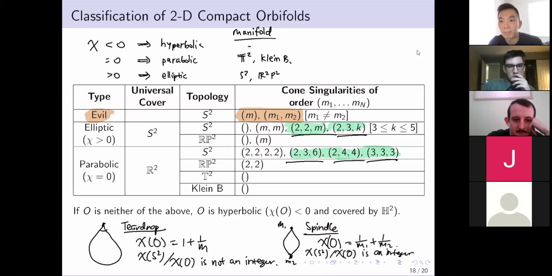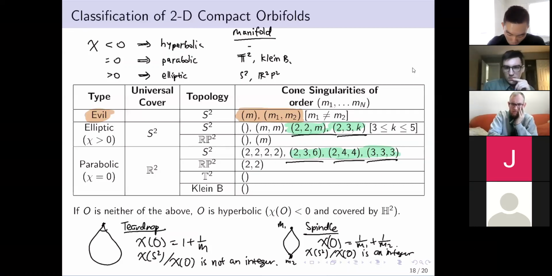Any other questions? If m1 and m2 were both 3, why would the quotient be an integer in this case? If it's 3, you're going to get 2 over 3, isn't it? Yes, but then by the Riemann-Hurwitz formula, you are dividing by this fraction. You have 2 divided by 2/3, so you're going to get 3, then. Oh, okay. And in fact, because the Euler characteristic of S2 is 2.